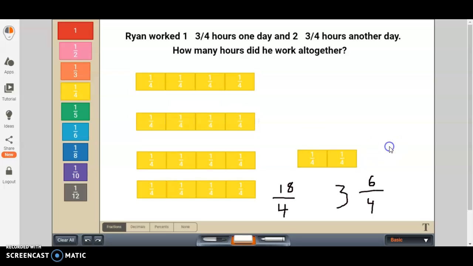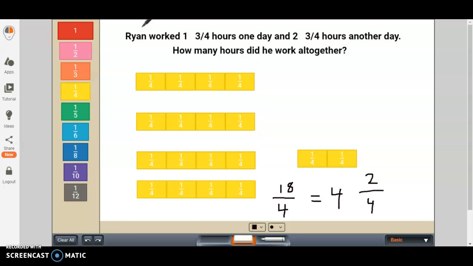Let's see, I have 1, 2. That's not enough to make another whole number. So my whole number has changed. I can make 4 wholes, and I'm left over with 2 unit fractions. So 18 fourths is the same thing. It's equivalent to 4 and 2 fourths.